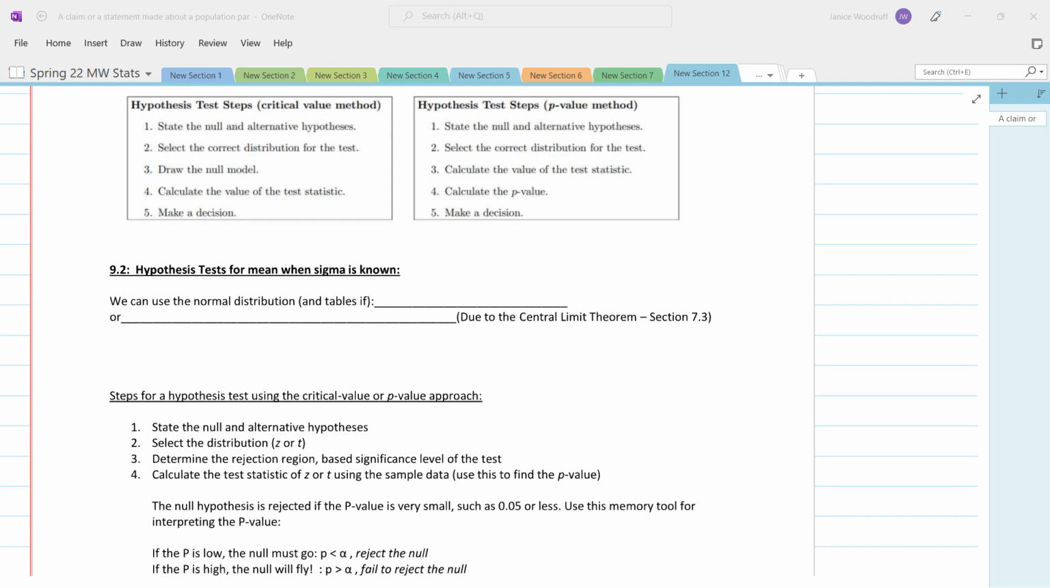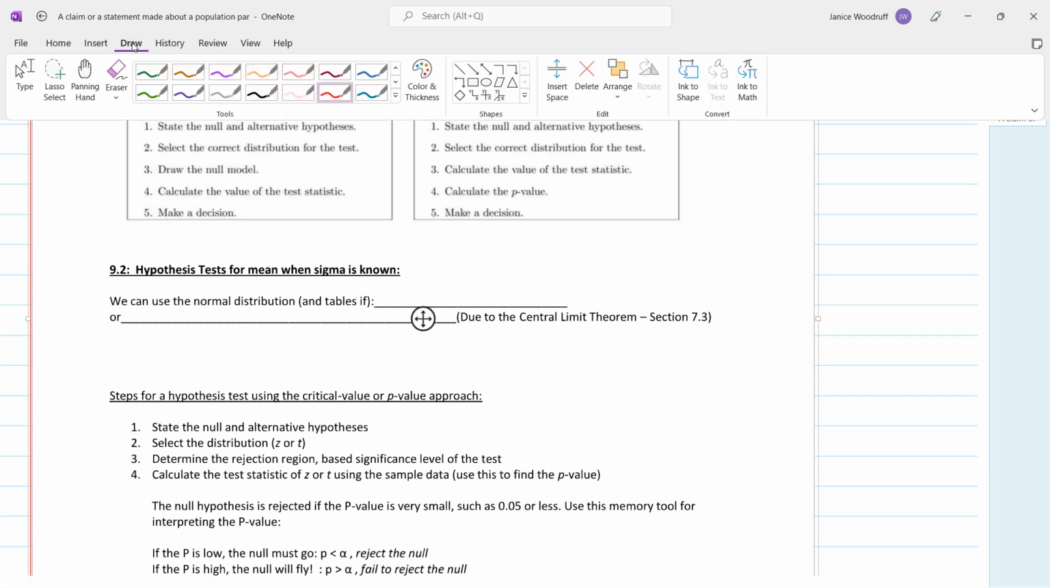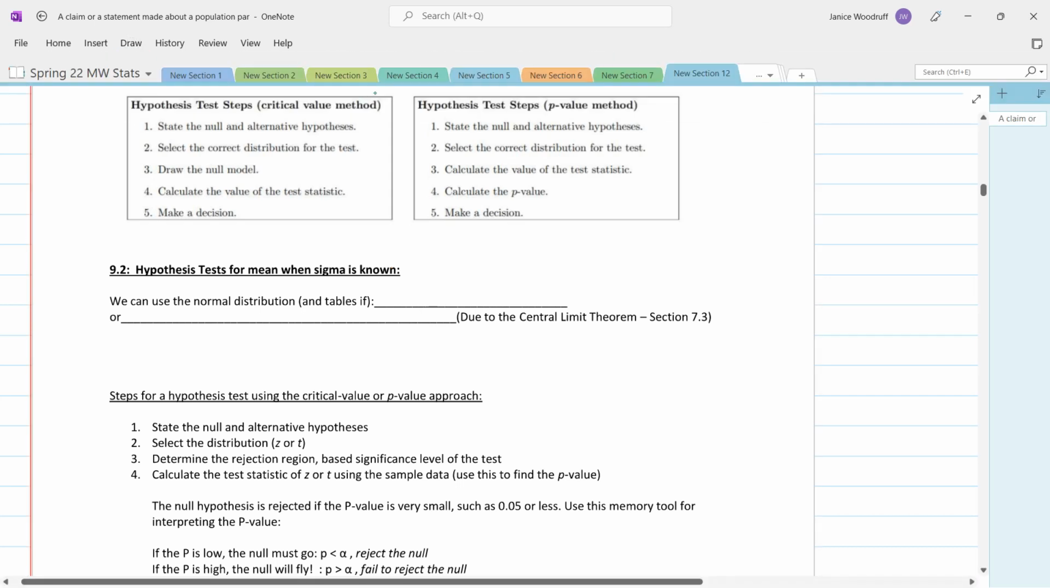All right, 9.2. So we will use normal distribution tables if sigma is known, the standard deviation of the population. Population standard deviation, SD for standard deviation, is known. Okay, sigma. Or the population is normally distributed.